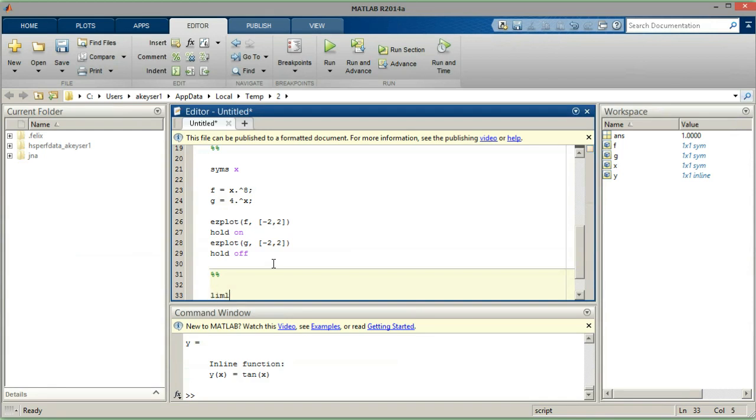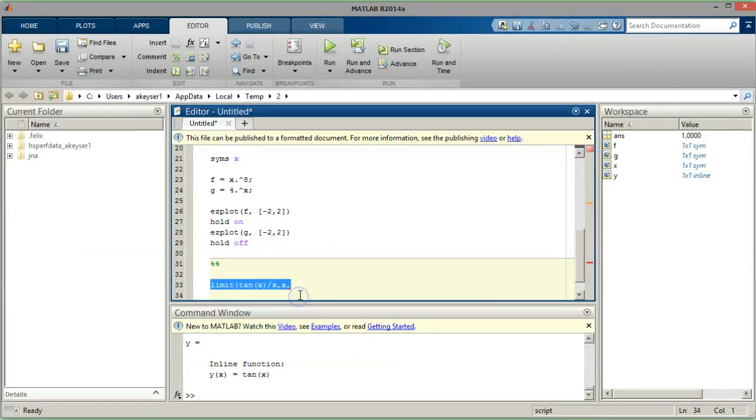You literally put limit, and then you put the function: tangent of x divided by x. That's the expression. Now you need to tell it what the independent variable is, what is varying in this limit. Well, x is varying. Now, what is x approaching? x is approaching some number, let's say 0.